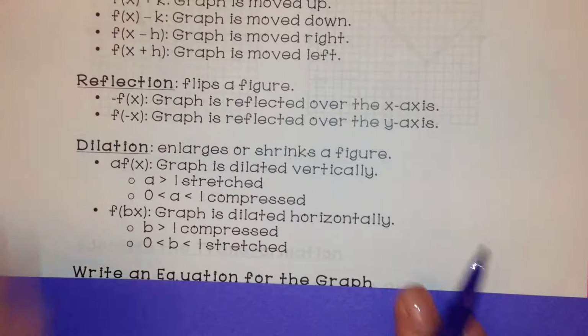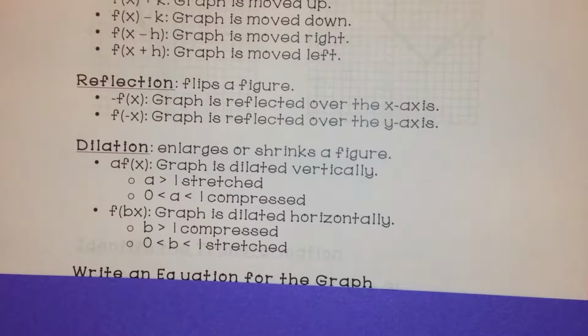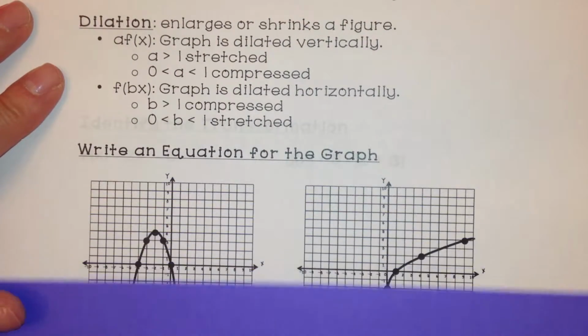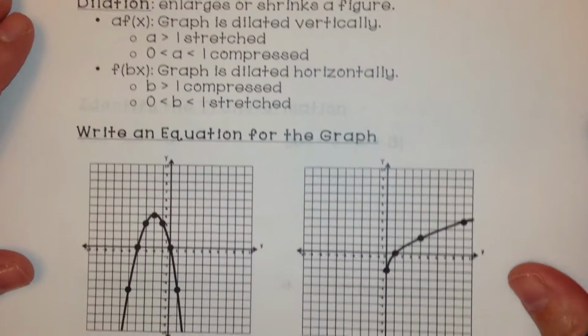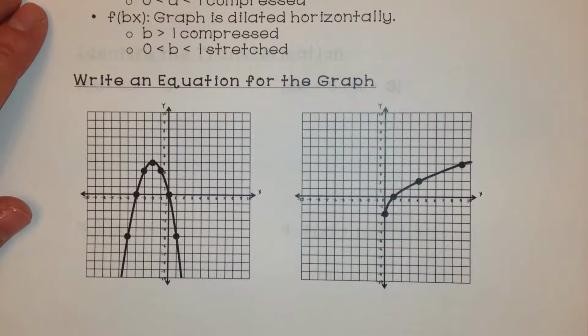Okay, so we're going to use all of those transformations to identify, when we look at equations, graphs, and descriptions, different characteristics. So starting with the graph, we're going to first identify equations that will go with them.